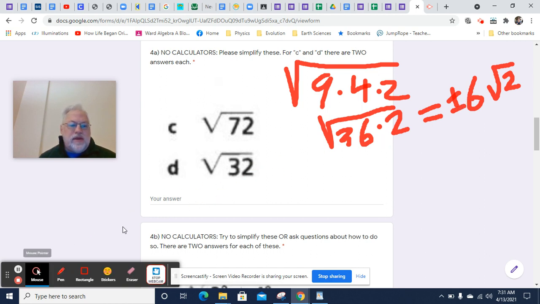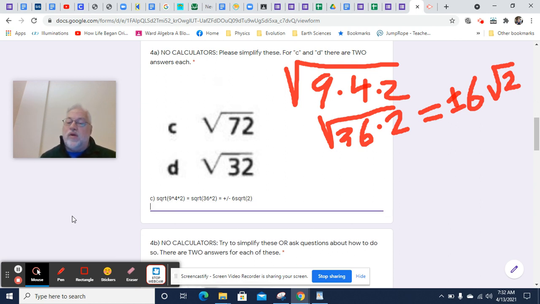So let me put that in here. We can break up C into the square root of 9 times 4 times 2, because 8 is 4 times 2. We can further rearrange that into the square root of 36 times 2, and then that becomes plus or minus 6 square root of 2. And that is your most simplified version and your exact version.